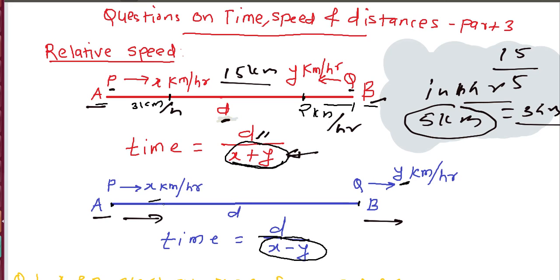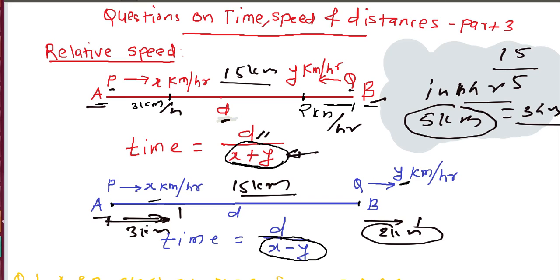The reason behind this is again the same example. If A is moving with 3 km per hour, B is moving with 2 km per hour, and this distance is 15 km, let's say. Now when A will catch B, in 1 hour A will move 3 kilometers and B will move 2 kilometers. Now he has moved 3 kilometers, he has moved 2 kilometers. So in total the distance has reduced by 1 kilometer.